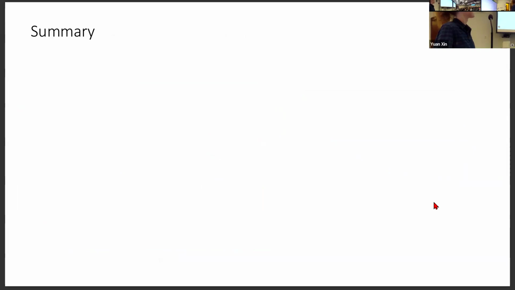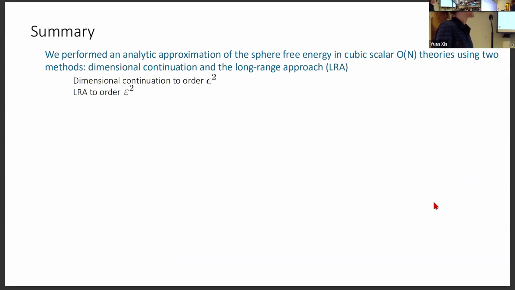So yeah, I think I'm doing okay on time. I'll do my summary. We performed this analytic approximation of the sphere free energy and used cubic scalar theories for general n, using dimensional continuation and this long range approach, both to order epsilon squared in the corresponding parameter.